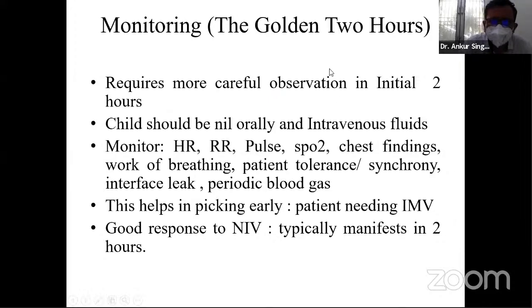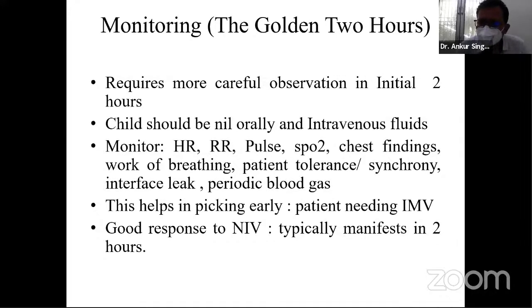I was talking about the golden 2 hours. What are the golden 2 hours? The initial 2 hours require more careful observation. The child should be nil orally and put on IV fluids. Don't feed the child. Monitor heart rate, respiratory rate, pulse, SpO2, chest findings, and work of breathing.